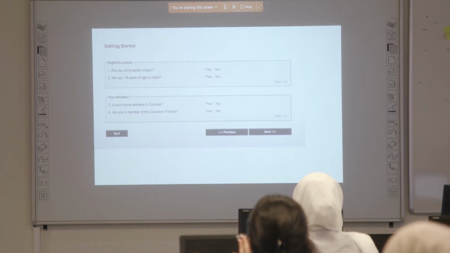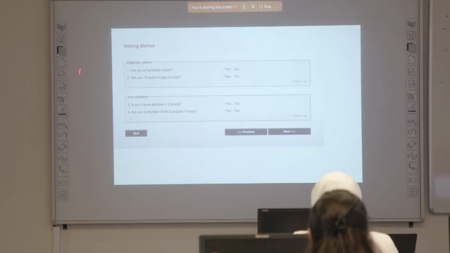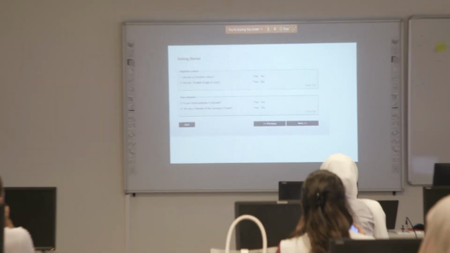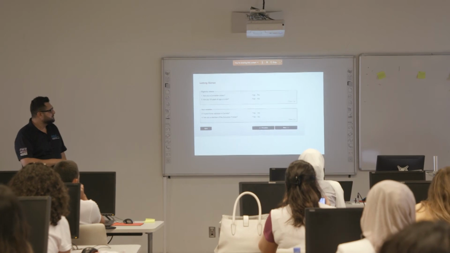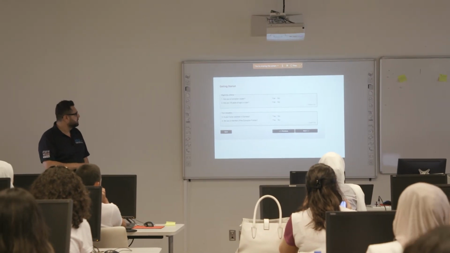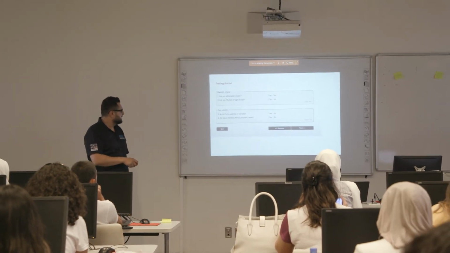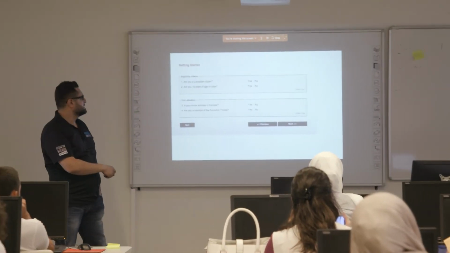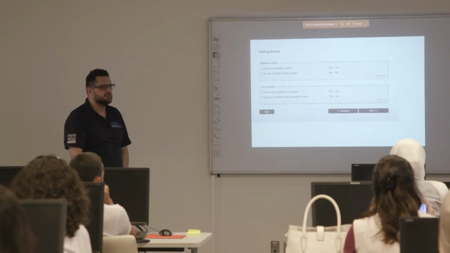It's just a fillable form with radio buttons and four questions. First question: are you Canadian, yes or no? Are you 18 years of age or older, yes or no? Is your home address in Canada, yes or no? Are you a member of the Canadian Forces, yes or no? And there are three buttons: quit, previous, and next.